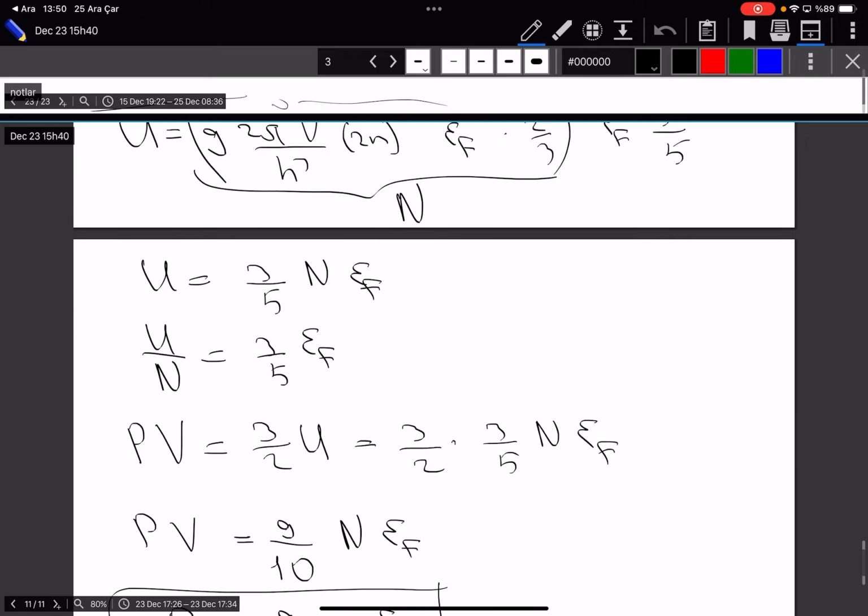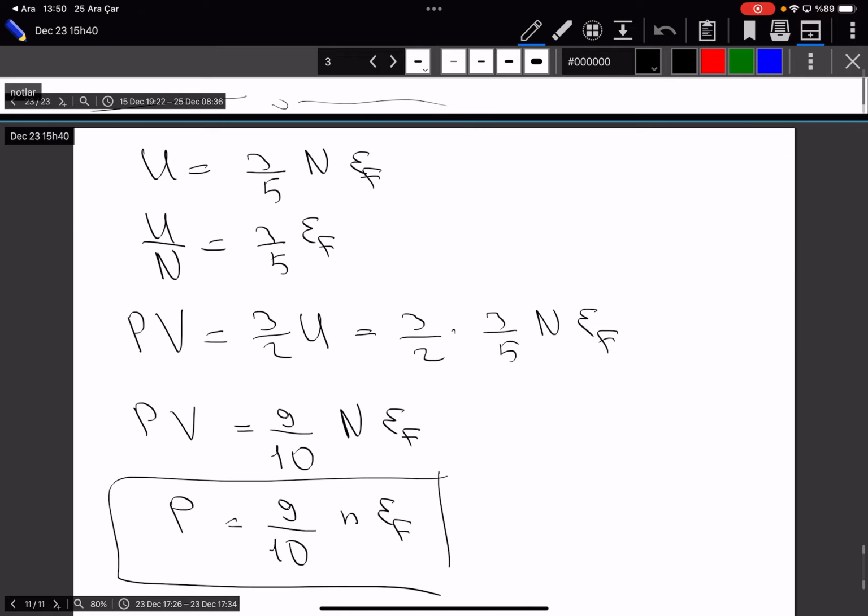The first thing we observed, I still think I have a mistake in this 9 over 10. That is not the correct number, because PV is not 3 over 2 U, it is 2 over 3 U. You see, even though we are at 0 temperature, the gas still exerts a pressure.